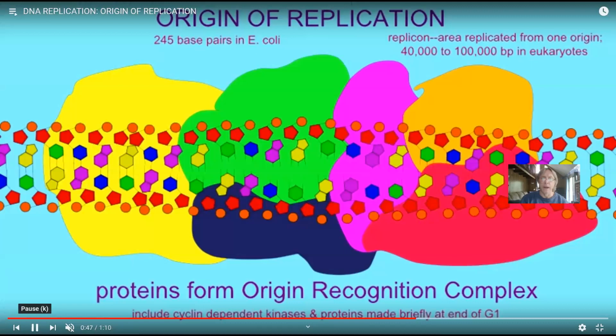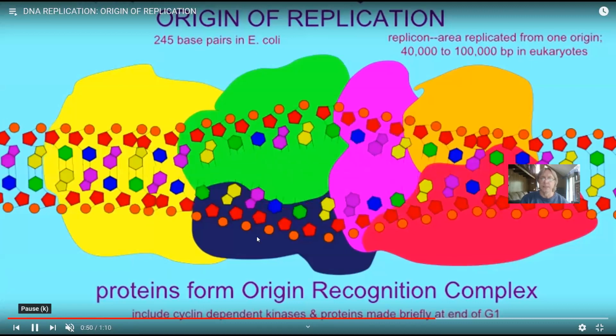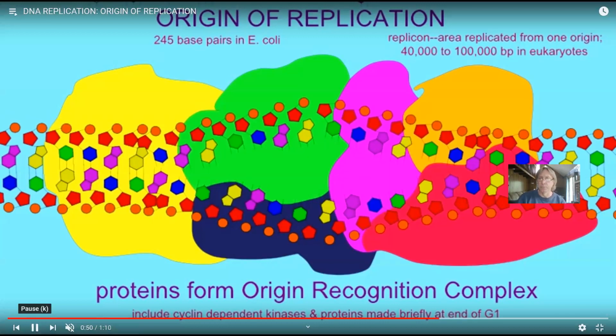This in eukaryotes then include some of the cyclin-dependent kinases and proteins made briefly at the end of G1. So we control our cell division. Cells don't divide any old time, and certainly we want to protect against cancer. And so if you need specific proteins in order for the origin of replication to be recognized, one could only express those proteins at a specific stage of the cell cycle. At the end of G1, for example, before entering into the S phase where the DNA is replicated.